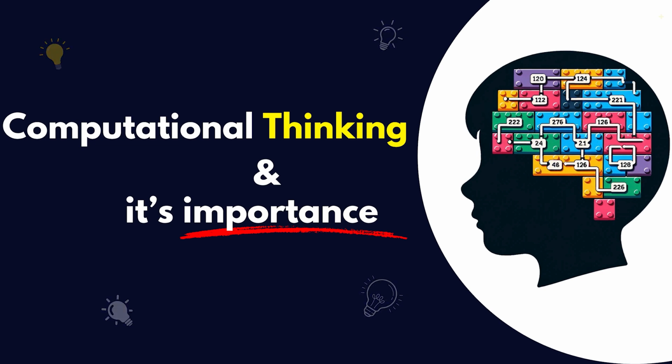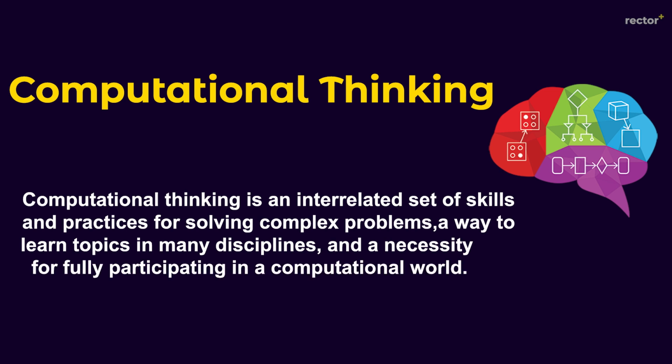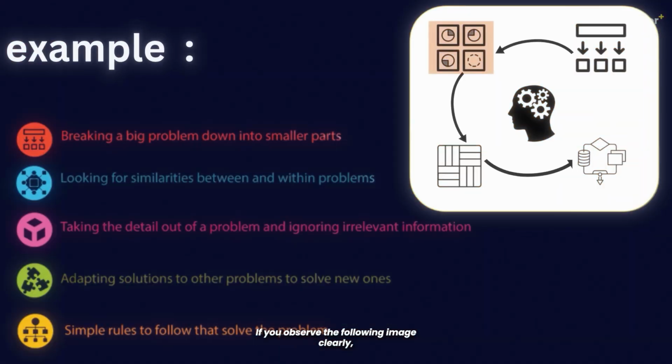What is computational thinking? Computational thinking is a method of breaking down complex problems into more manageable parts and solving them systematically. Actually, most people think that computational thinking is all about computer science and coding, but it's not just about coding. It's a way of thinking that can be applied to any discipline. If you observe the following image clearly, you can find exactly what computational thinking is.